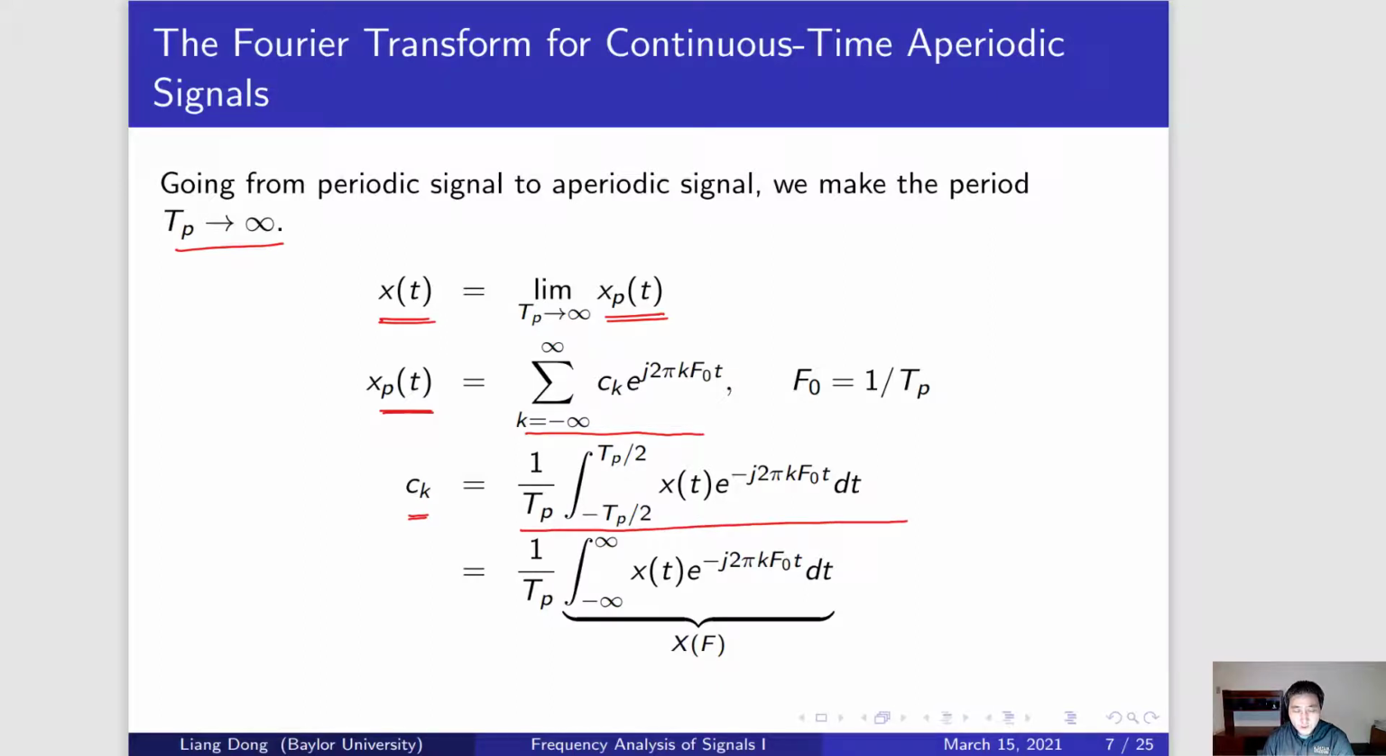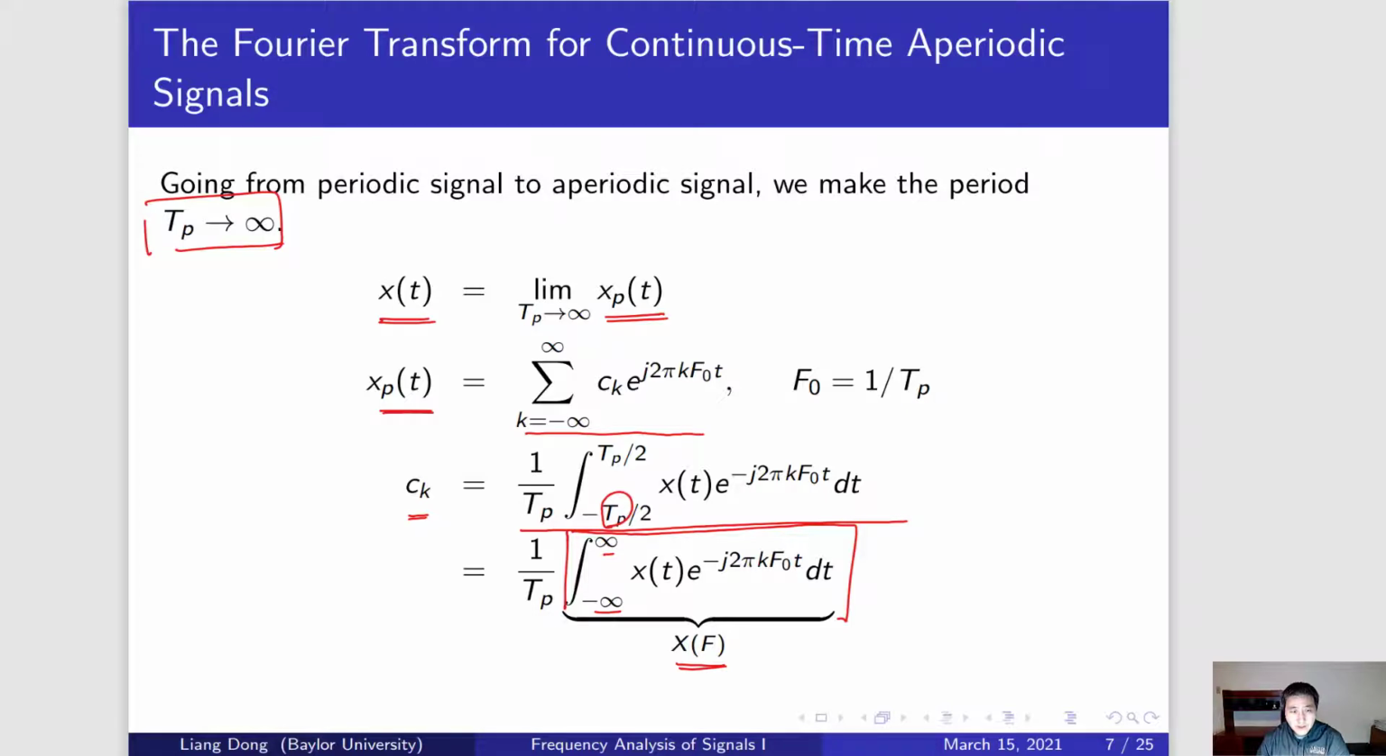So we do an integration over one period, here from negative t sub p over 2 to positive t sub p over 2, and that will give me c sub k. Now here, because my period is infinity, I can use the integration over the entire time axis from negative infinity to positive infinity, and write this to find c sub k. And we define this integration part as capital X(f).